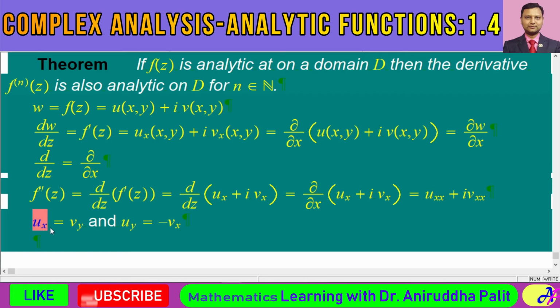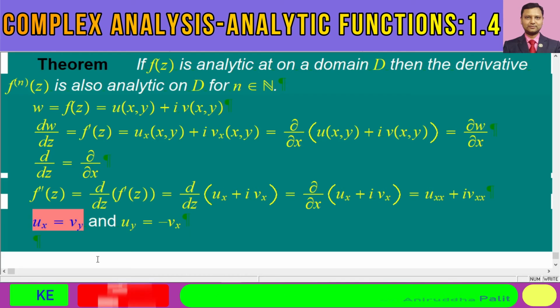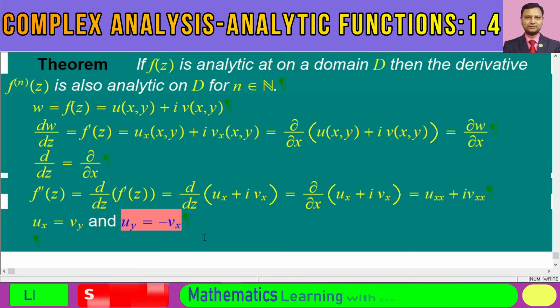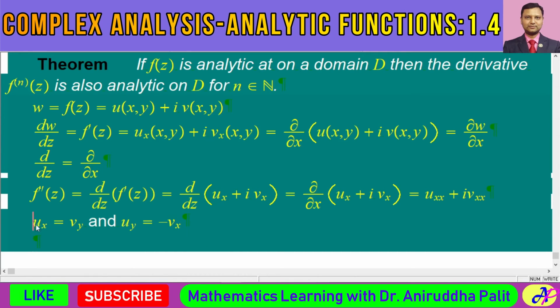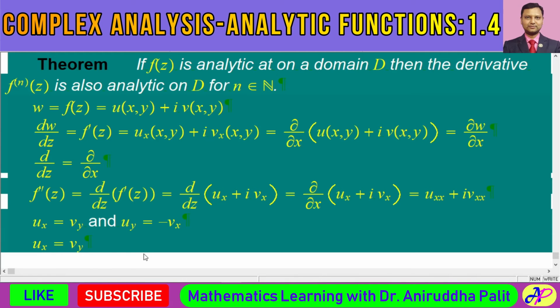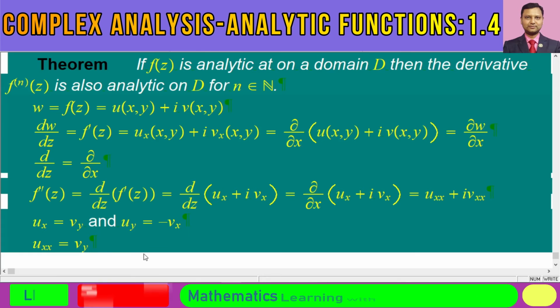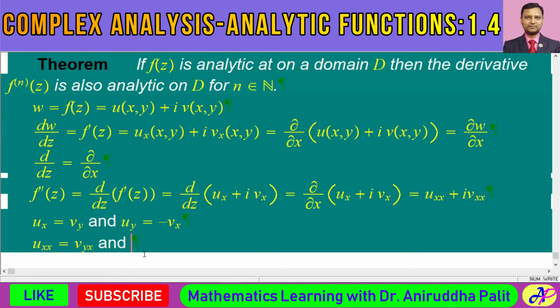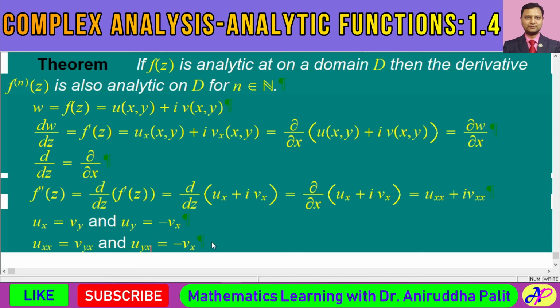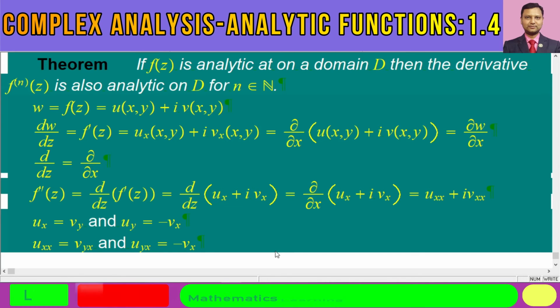Now please look at this expression a bit carefully. Differentiate the first relation with respect to x, and differentiate the other relation with respect to y. Differentiating the first relation with respect to x, we get uxx equal to vyx. If we differentiate uy equal to minus vx, then we shall have uyx equal to minus vxy.